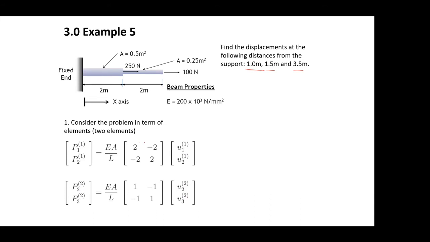So the stiffness matrix for the first element, I've written that for you here. The stiffness matrix for the second element, I've written that for you here. Just do the assembly into the big system, where you have zeros. And then solve the big system. Get me the value of U1 and U2 and U3. And then I want you to find the displacement at these locations.